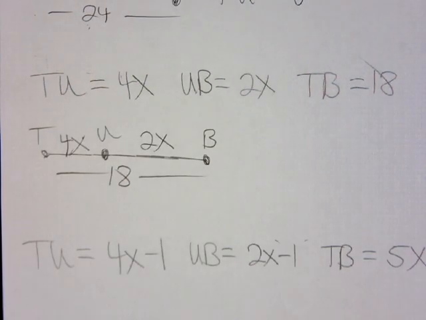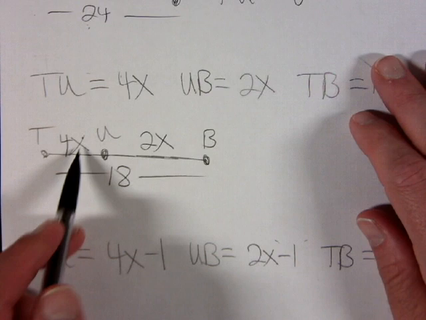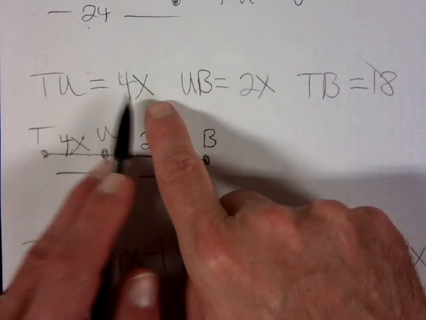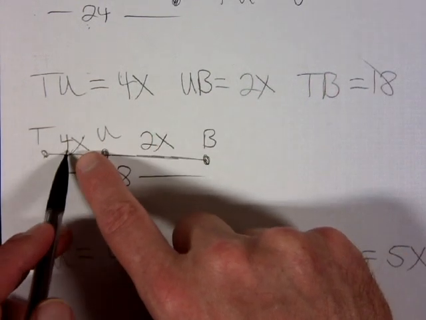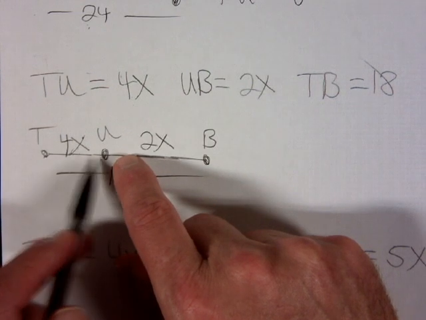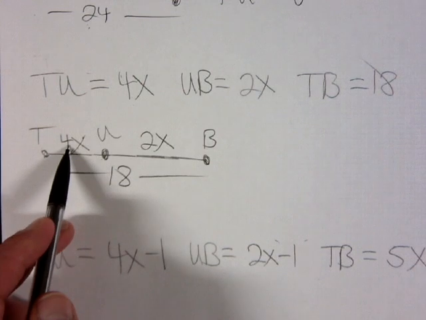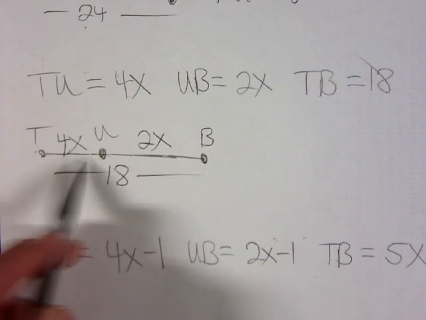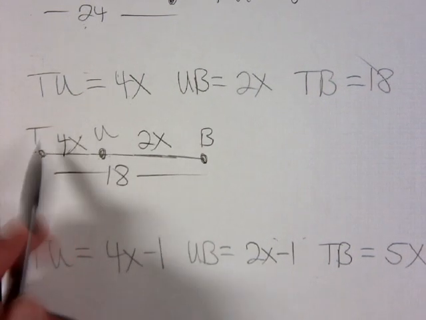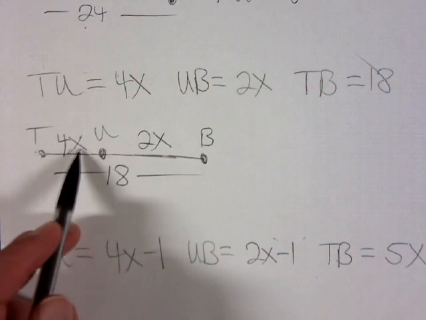Now, from here, to figure out the correct answer we're going to have to set up and solve an equation. They're asking me to find TU. TU is 4x. So in order to figure out how long TU is, I need to find the value of x. Once I figure out the value of x, I can plug it in here, multiply it by 4, and that'll tell me how long TU is. So solving this problem depends upon finding the value for x.